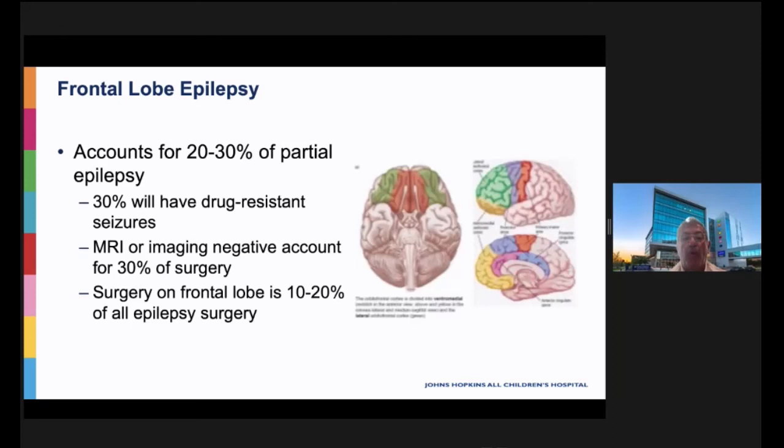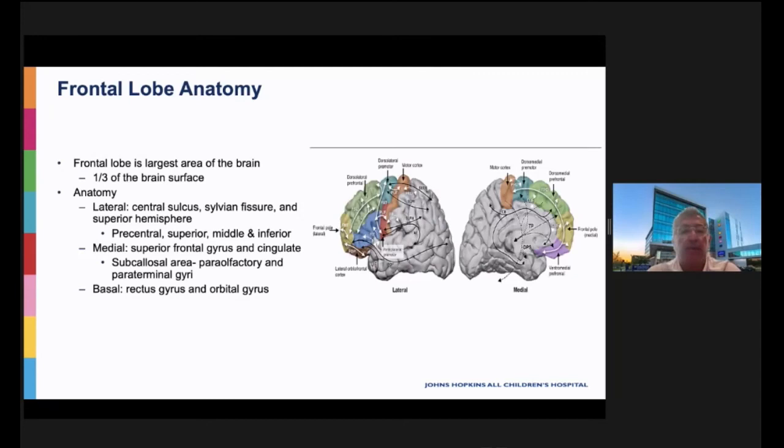And MR or imaging negative cases account for up to a third of the surgical cases. And really, surgery on the frontal lobe, regardless of the location, is about 10 to 20% of all epilepsy surgeries. And anatomically, and I think Erasmus has done a great job, we understand it's the largest area of the brain, accounting for up to a third of the brain surface.